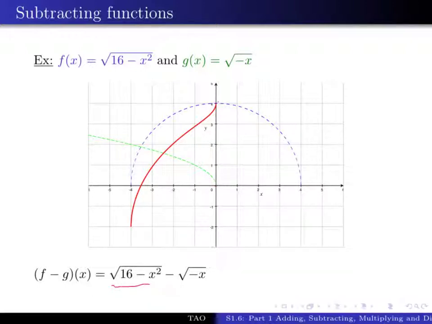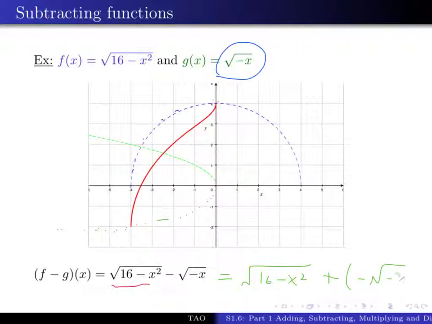Okay? Now in between, we take our semicircle that we get, and we subtract off the values that we get for our square root of negative x. Okay? Another way of looking at it is, well, it's the same thing as adding this negative square root of x. That's another way of looking at it. It's square root of 16 minus x squared plus a negative square root of negative x.